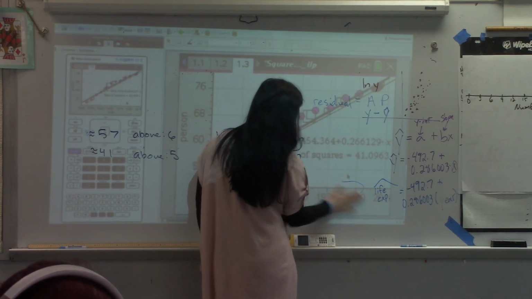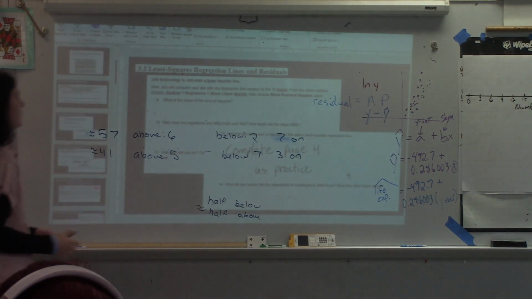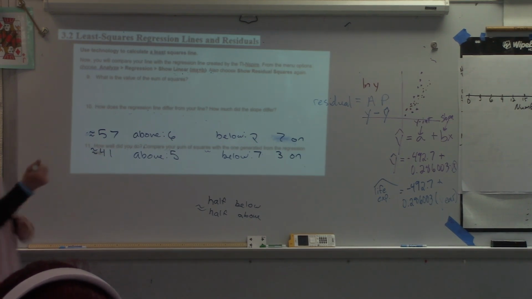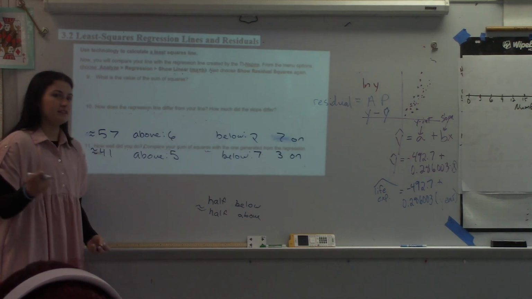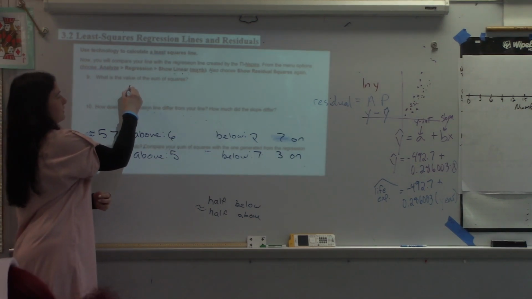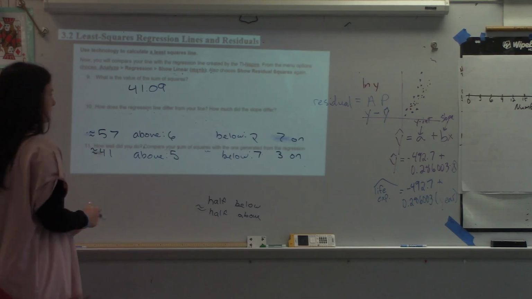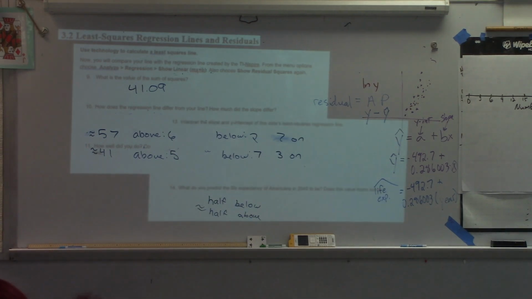Okay, so let's answer these questions. Together or just have them? Yeah, let's just do 9 and then 12 and 13, I think. We can skip 10 and 11. Alright, so what is the value, just kidding, we already know the value of the sum of squares on the actual regression line because it's 41.09. So skipping to 13.